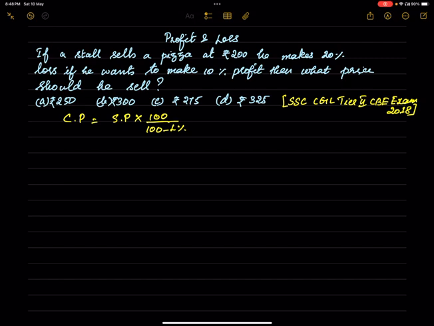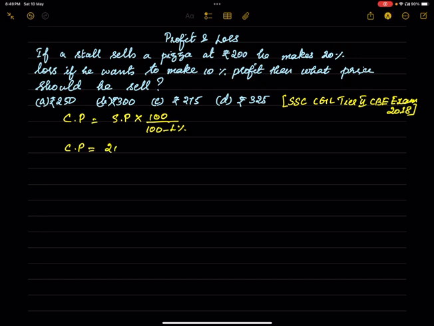Suppose in the first process he is getting the profit, then we have to write CP is equal to SP into 100 by 100 plus profit percentage. But here he is making loss only. Am I right? So this is the correct formula we have to use. What is SP in the first process?